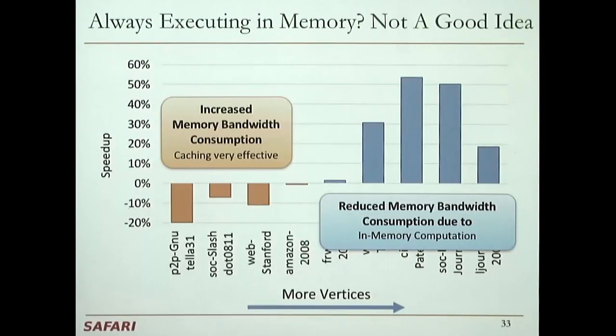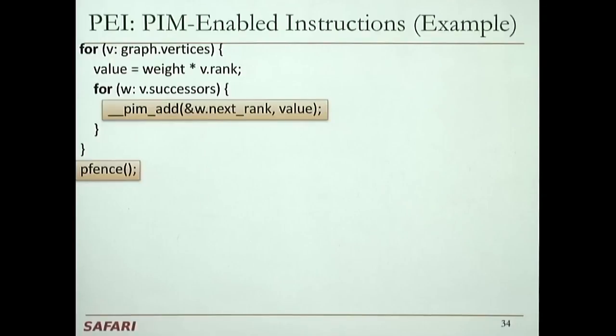Make sense? So that's the beauty of caching, actually. If your caches work, you want to operate out of your caches. So in-memory processing is not a panacea for everything. You really need to figure out where you should execute your code. In this case, if your data is already in your caches, or it can be effectively in your caches, you should really operate near that data, which is your caches, right? Not memory. OK, so this is the example of PIM-enabled instructions.